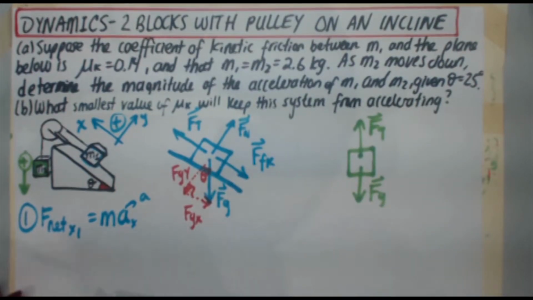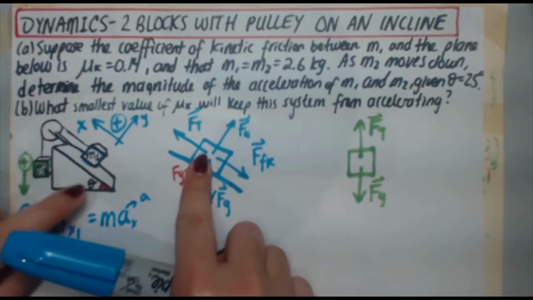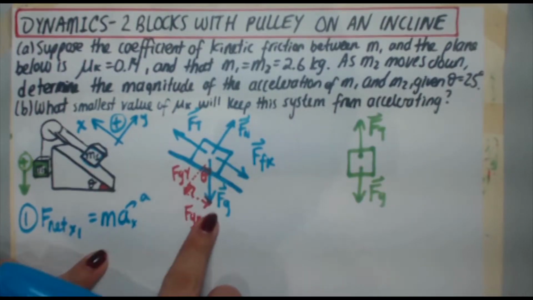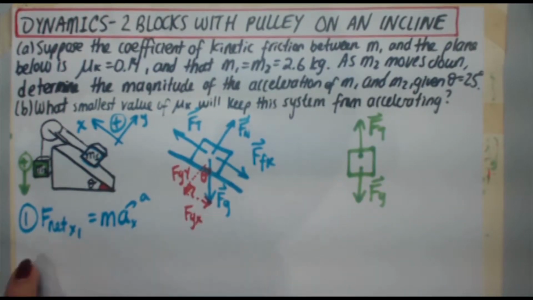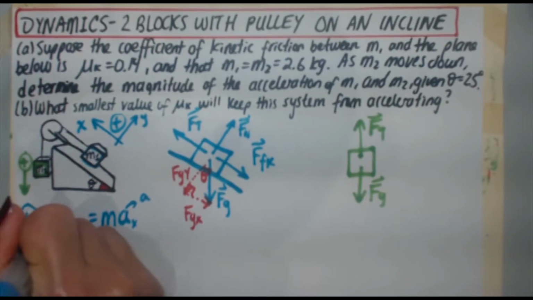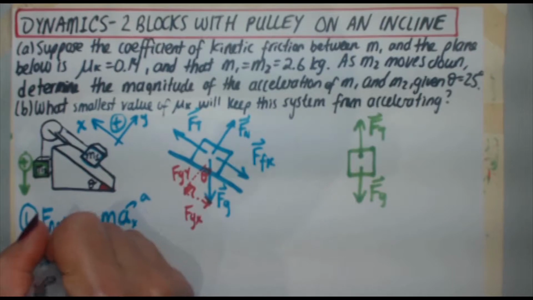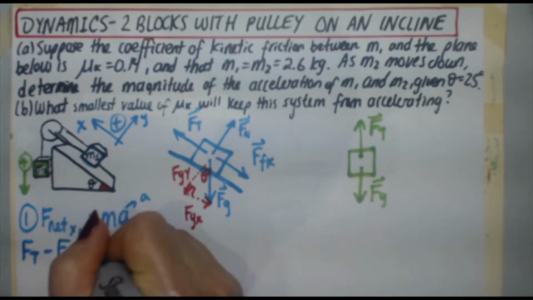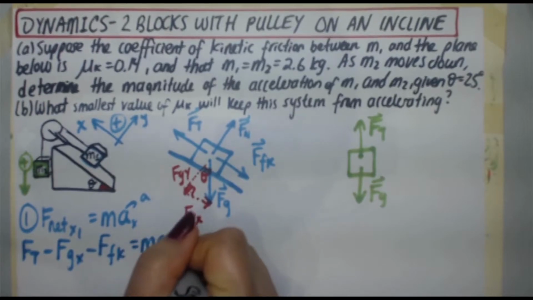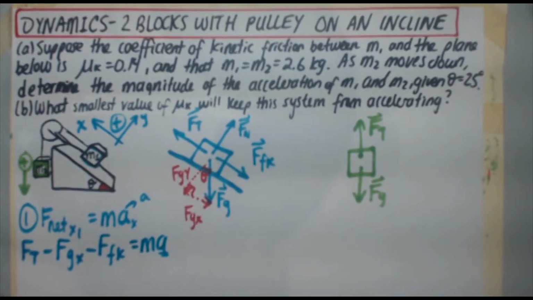So F net x1 equals ma. Okay, now in the x direction, in the positive x, I've got Ft, and in the negative x, I have Ffk and Fgx. Okay, so I'm going to replace the F net part of F net equals ma with Ft minus Fgx minus Ffk equals ma. And that's what we're looking for here. We're looking for that acceleration there.